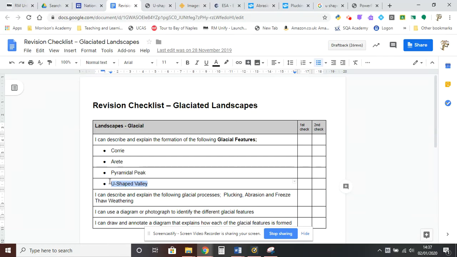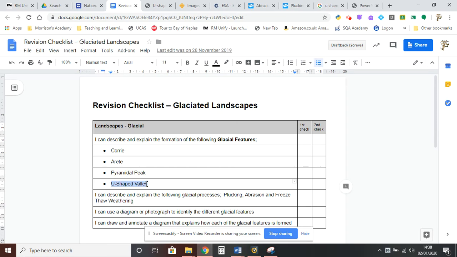In this tutorial, I'm going to help you learn how to write an answer which helps to describe and explain the formation of a U-shaped valley. Now, I'd suggest at this stage, if you haven't looked at the corrie, that you want to start with the corrie, because the explanation for the corrie contains some important elements which will flow into the U-shaped valley.